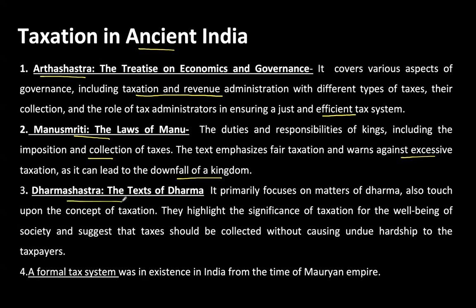Third is the Dharma Shastras, the texts of Dharma. Here it also touches upon taxation, although it is about Dharma. It says that taxation is significant for the well-being of society and suggests that taxes should be collected without causing undue hardship to the taxpayers. So these are different qualitative elements which have been mentioned in the ancient Indian texts that we have. And now talk about the formal taxation system.